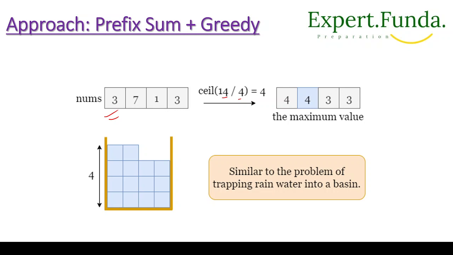So at index I, we can try to evenly distribute the prefix sum into I plus 1 integers. So what we will do here is find the maximum value, which is the ceiling value, of the prefix sum divided by I plus 1. Whatever the I is, we take that value and divide by I plus 1.